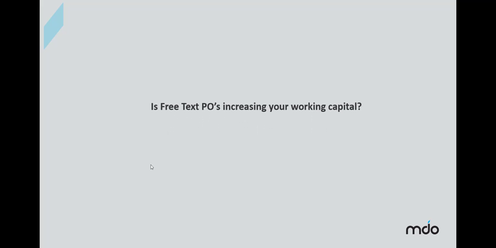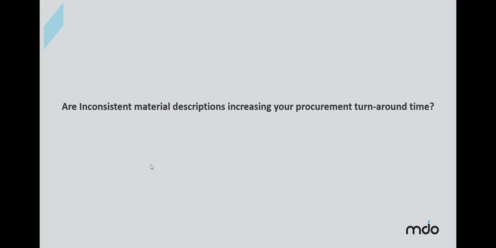So, is free text purchase orders increasing your working capital? Do you have duplicate spare parts at multiple sites or plants? Are inconsistent material descriptions increasing your procurement turnaround time? And are you facing frequent productivity losses due to the unavailability of spare parts? If you answered yes to any of these questions, then this demo will show you how you can reduce your working capital by optimizing your inventory and increasing efficiencies in your inbound and outbound supply chains.